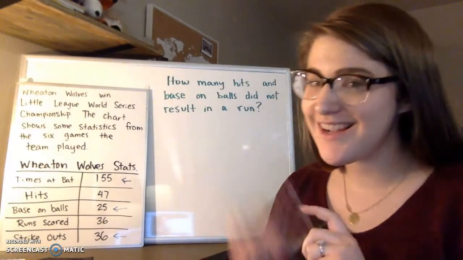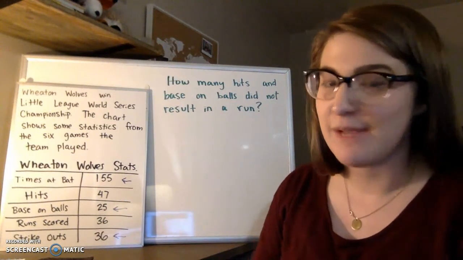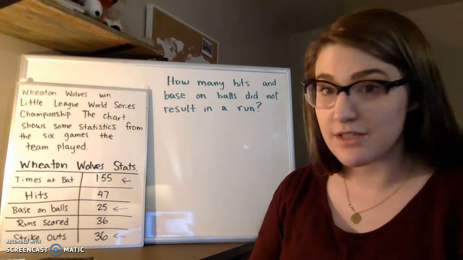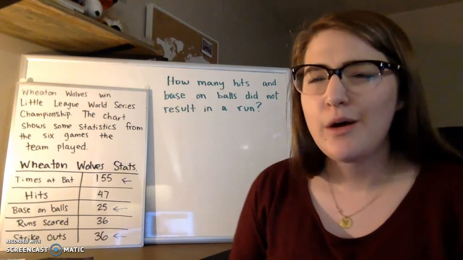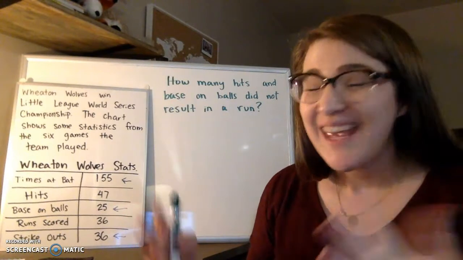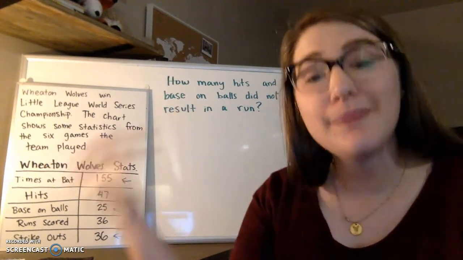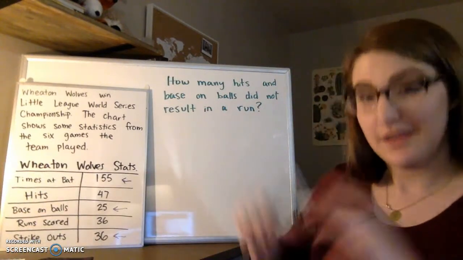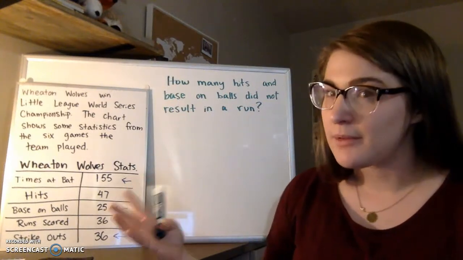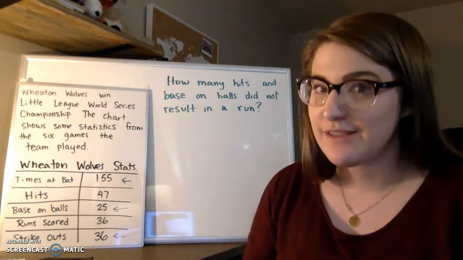All right, so here is the second question that we're going to figure out using the information that we have from this table. So it says, how many hits and base on balls did not result in a run? Now, there might be some of you who are not super familiar with baseball, and I have to admit, I'm not that familiar with it either. But that's okay, because we can use the information that we have to still figure out this problem. So you don't have to be an expert about baseball in order to answer these kinds of questions.